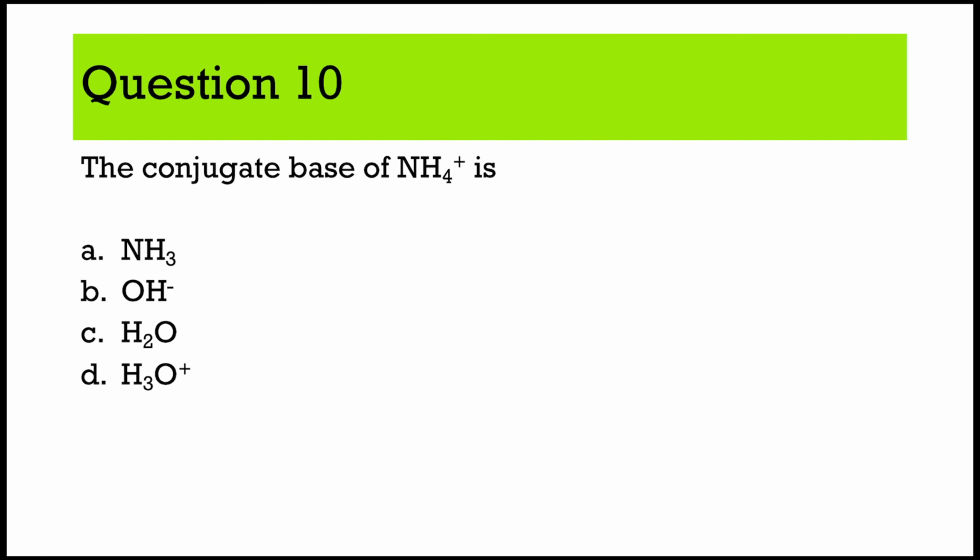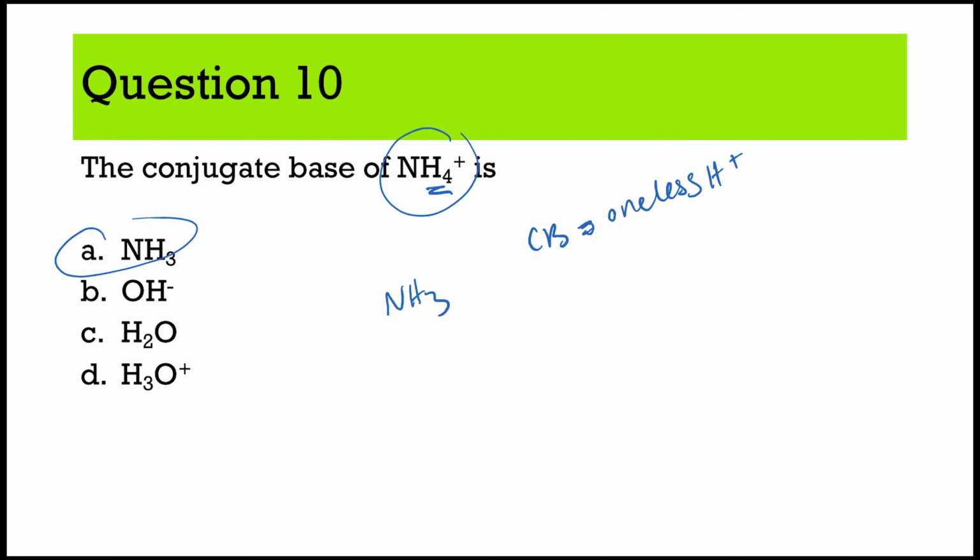Okay, number 10. Asking for the conjugate base of that. A conjugate base, you have one less H+. So here you have 4 H's. If you have one less H, you'd have NH3, and A is the only option. So again, if we're talking about conjugate acids or bases, the only difference between that and its pair is 1 H. So that's why B, C, and D make no sense whatsoever.